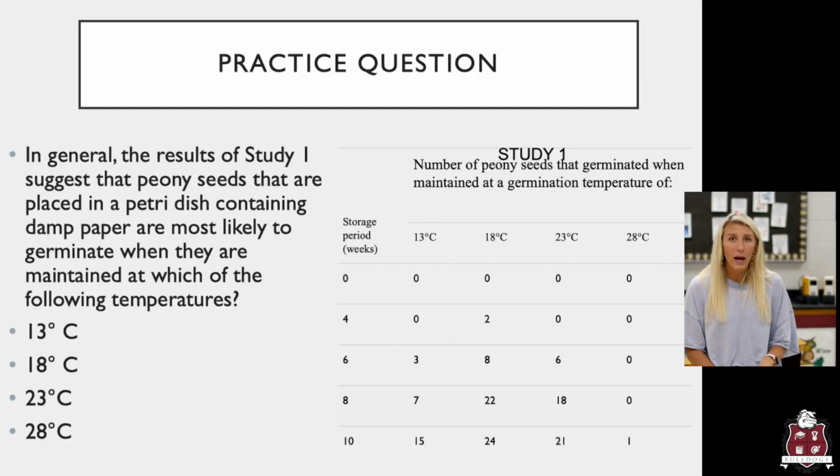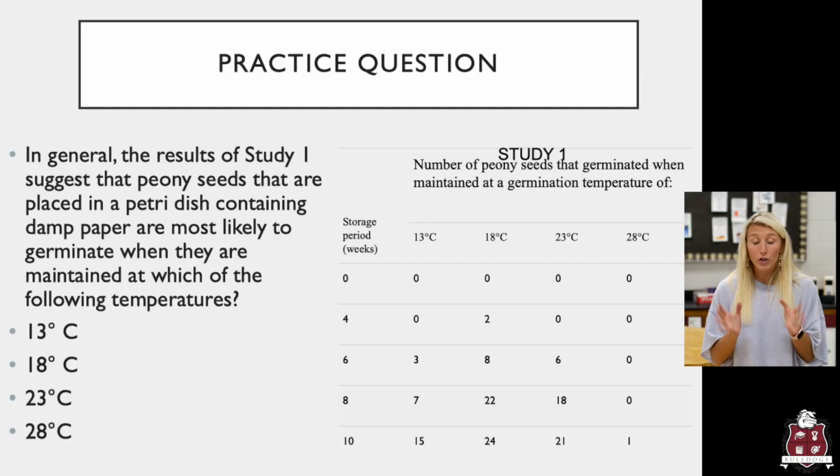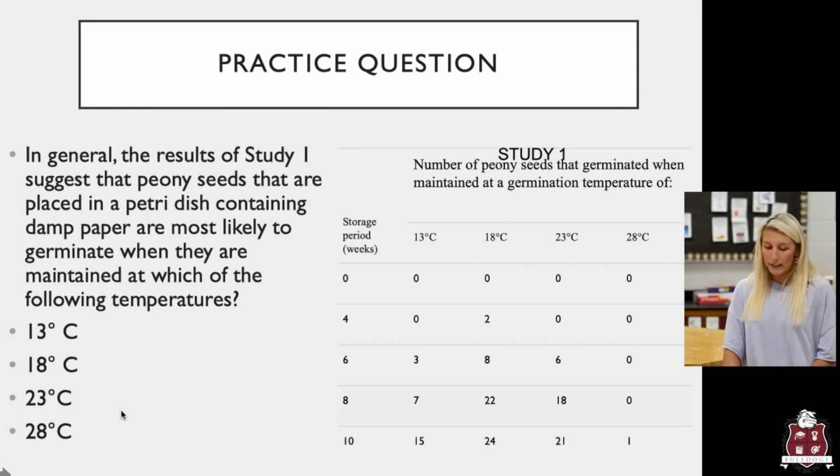So here's the first practice question, and this was pulled straight from the ACT website, okay? So I did not go in and try to make it really easy to make you feel good. I pulled a question straight from the ACT practice portion, or the science portion, on ACT.com. So the question says this: in general, the results of study 1 suggest that peony seeds that are placed in a petri dish containing damp paper are most likely to germinate when they are maintained at which of the following temperatures? And you can see your choices here.